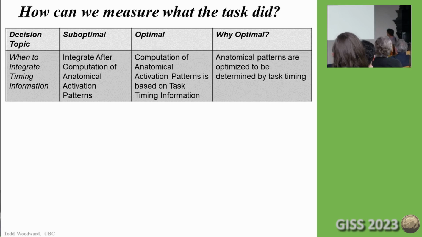So how do we measure what the task did? First decision here: when to integrate timing information. Do we integrate the timing information before or after computing the anatomical computations? I have made an argument that I think it's optimal to do this after integrating the timing information and the bold signal. Why? Because, just like I said, they're optimized by whatever timing information you have. That actually is very rarely done.